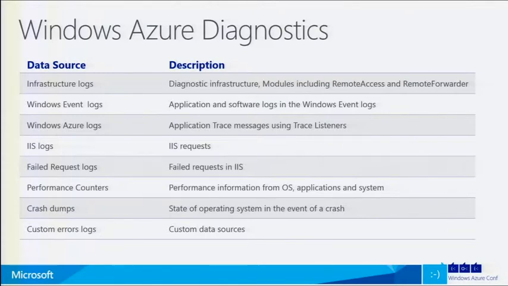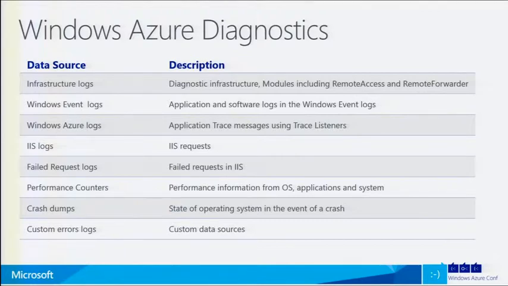We can capture event logs. So anything that you would see normally in the event viewer, so application logs and system level logs, you can aggregate that as well and centralize that. We could look at Windows Azure logs and capture application trace messages using trace listeners, and I'll show you how to do that as well.